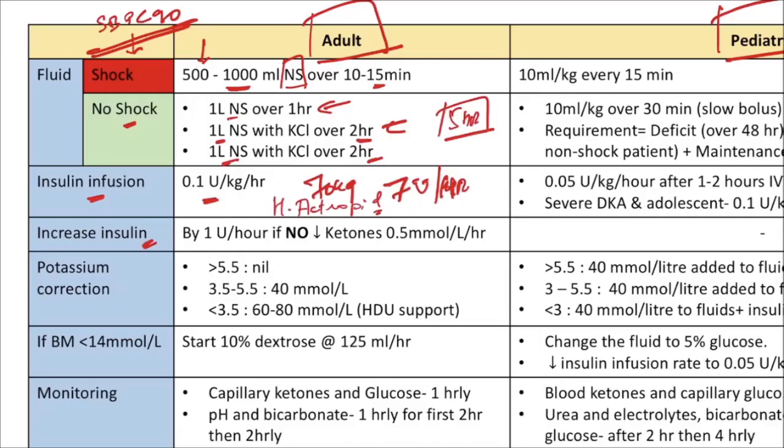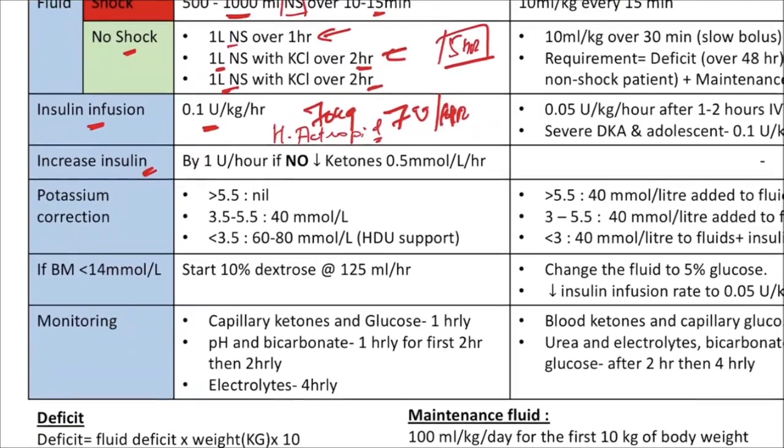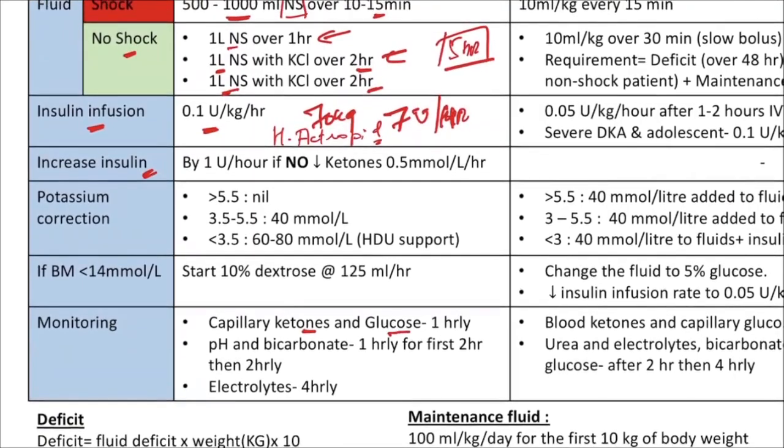When do we increase the insulin infusion? We continuously monitor the ketones, the glucose levels, all these parameters. Mainly, we'll be monitoring the ketones. If they are not falling by 0.5 millimoles per liter per hour, then we end up increasing by 1 unit per hour.